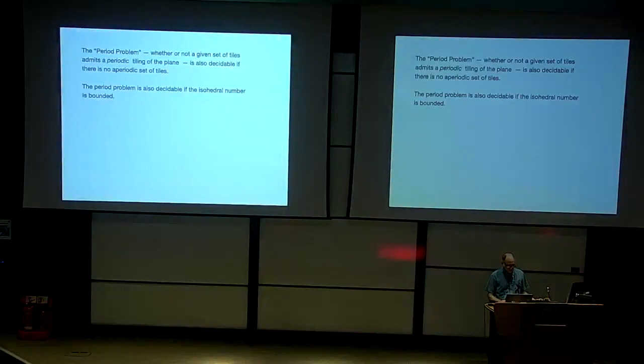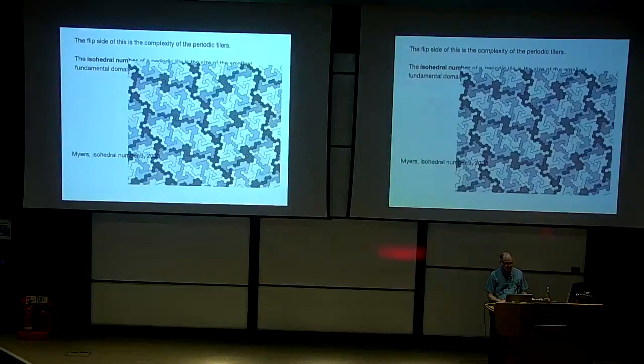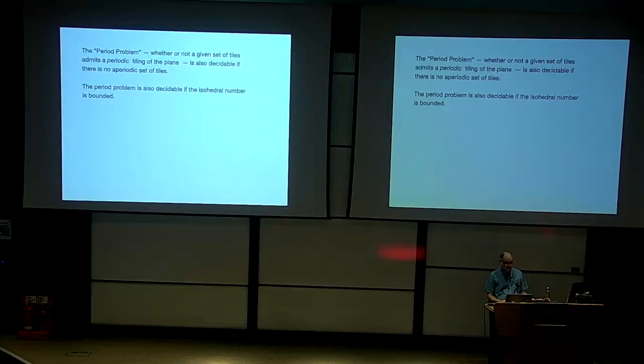So, in any case, this is related, as I had forgotten, Jarkko also pointed this out to me back 25 years ago. The period problem is whether a given set of tiles admits a periodic tiling. Now that's basically the flip side of the domino problem. If you have no aperiodic set of tiles, you will also be able to determine if the tiling has a periodic tiling, because you just again enumerate and you either find a periodic tiling or you find it doesn't tile at all.